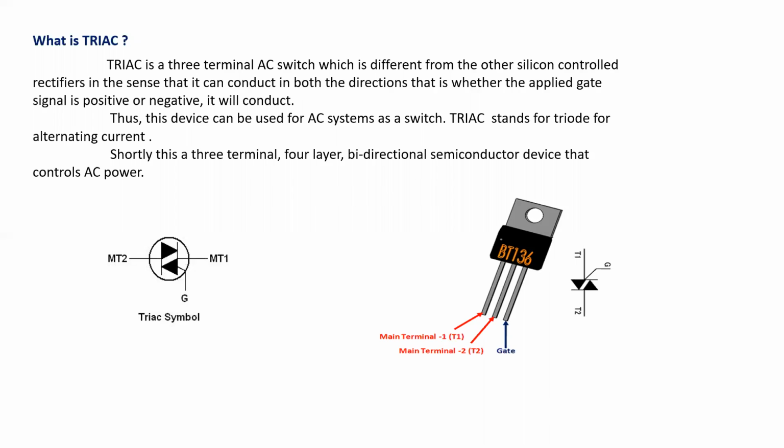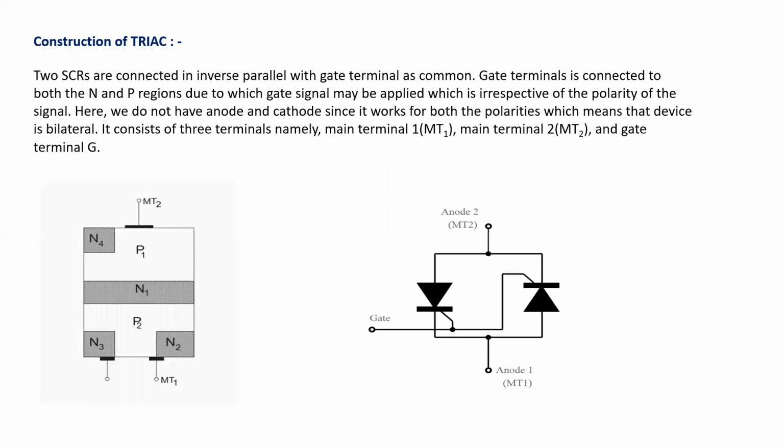Here, the basic components we are observing, and the symbol for the TRIAC is here. Let us see the construction of TRIAC. In the construction of TRIAC, two SCRs are connected in anti-parallel and the gate terminal of both SCRs is a common one. The gate terminal is connected to both the N and P regions, due to which the gate signal may be applied irrespective of the polarity of the signal. That means the device may be turned on if the gate signal is positive or negative.